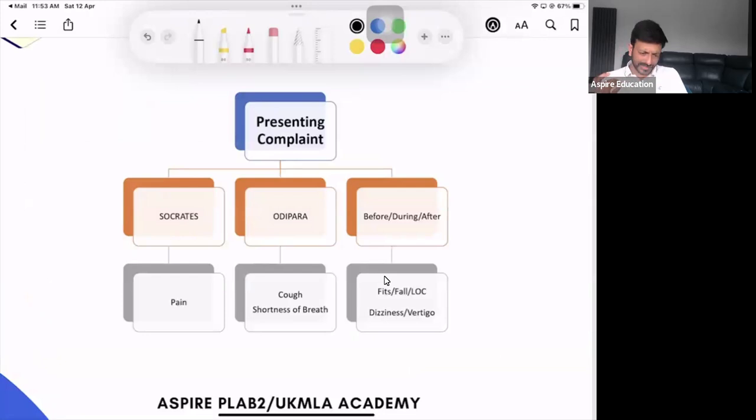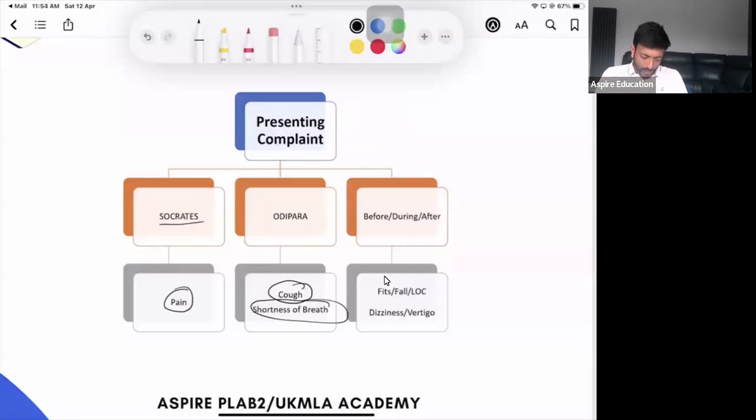Whenever you have a presenting complaint, it can be pain, it could be cough, it could be shortness of breath. So what you do is you elaborate it. If it is pain, you have got the Socrates mnemonic. S is site, O is onset, C is character, R is radiation of the pain, associated symptoms, any time course, any exacerbating and relieving factors, and severity of the pain, right? So that's what you do.